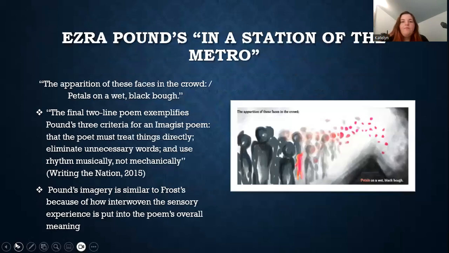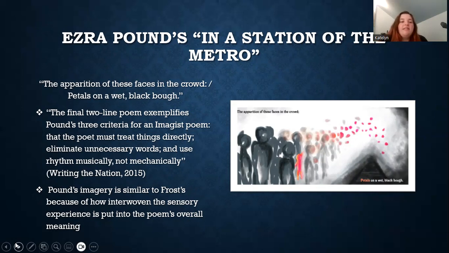An example of Ezra Pound's poetry is In a Station of the Metro, and it states, "The apparition of these faces in the crowd; petals on a wet, black bough." Though it's only 2 lines long, it uses figurative language to clearly compare the people at a metro station to petals on a tree branch.